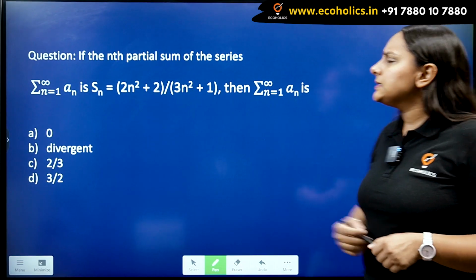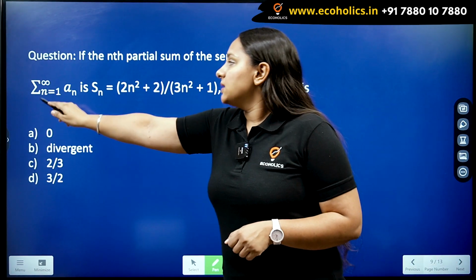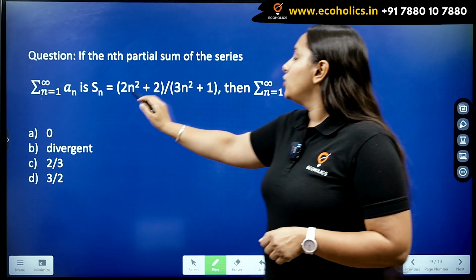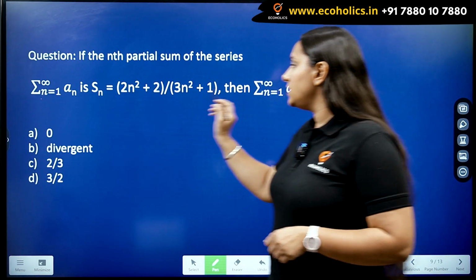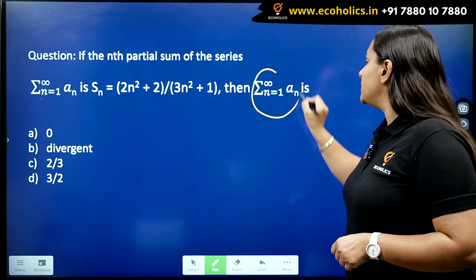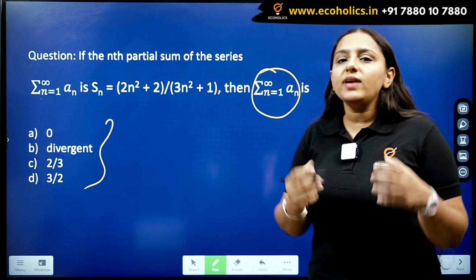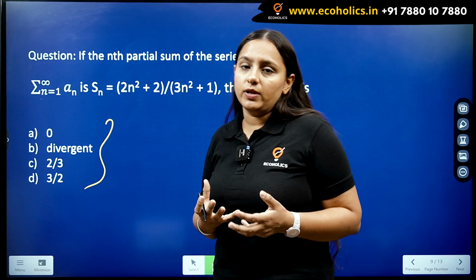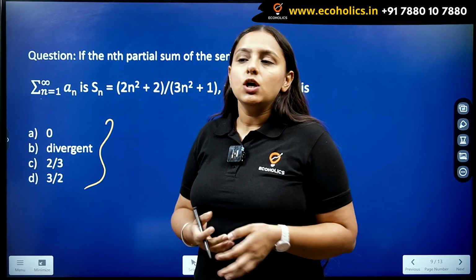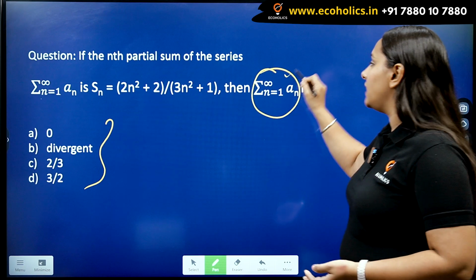So the question says, if the nth partial sum of the series summation an is Sn equals 2n square plus 2 divided by 3n square plus 1, then you have to find the summation of the series, what it is going to be equal to. So when we have a look at the questions of series, normally we feel confused, oh, what are they asking us? They have given us the sum, why are they asking us again the summation an?